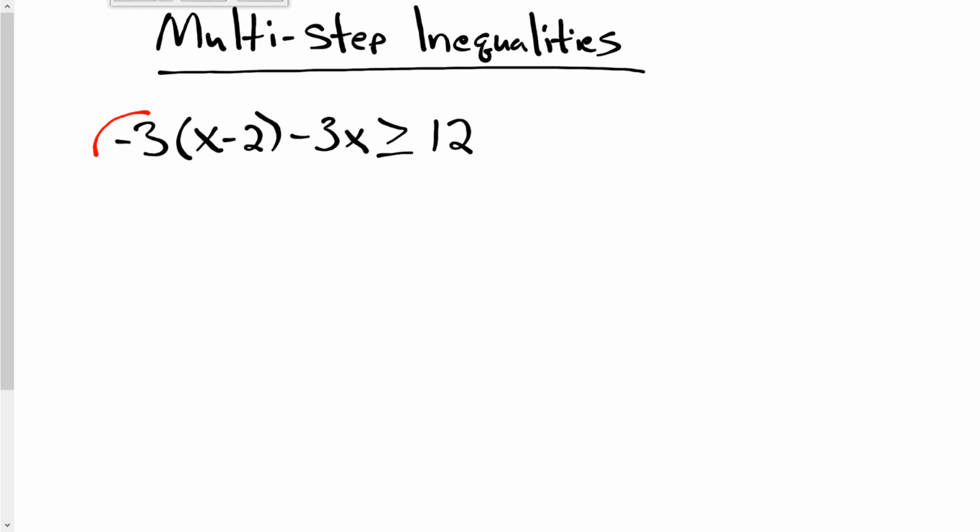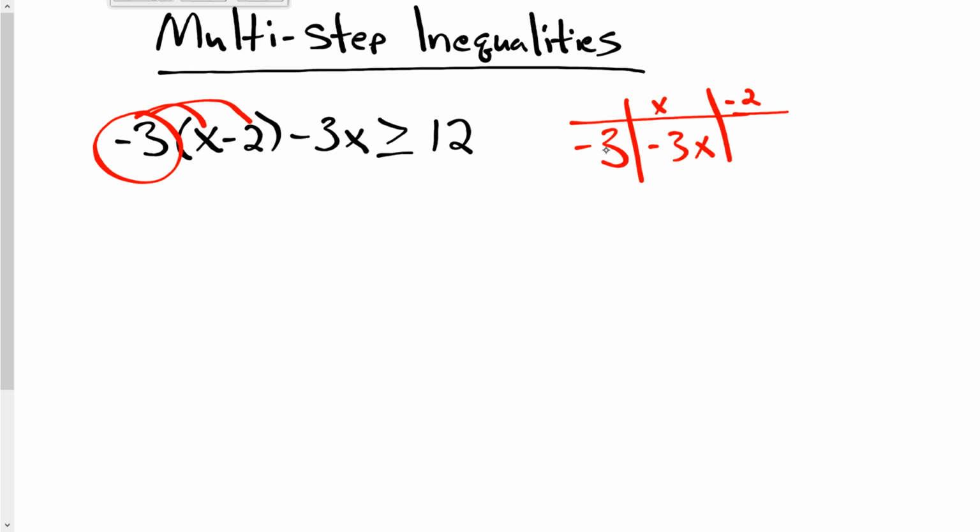So let's take this -3, distribute it into my parentheses. I'm also going to do the area model over here. It's using the table. I got -3 as my first factor, and x minus 2 is my second factor. -3 times x is -3x, and -3 times -2 is +6. And then let's bring down the rest of my inequality. -3x is greater than or equal to 12.